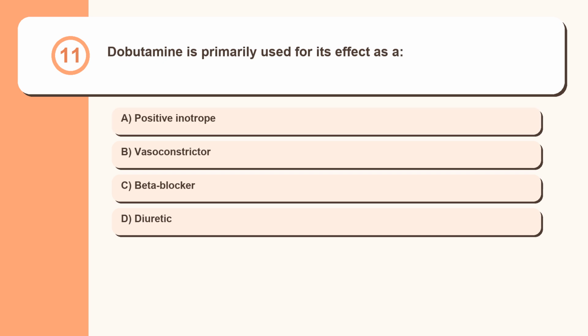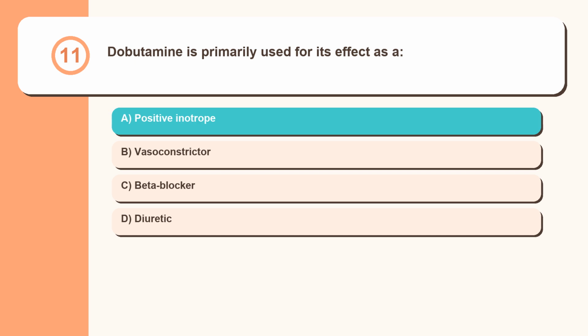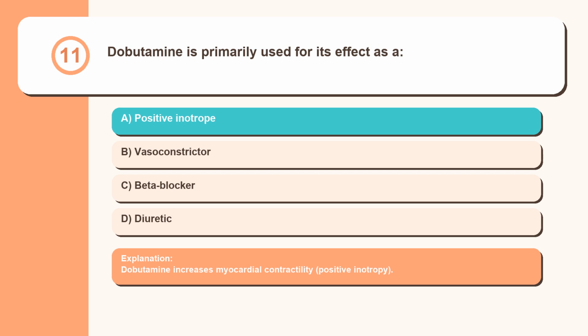Question 11. Dobutamine is primarily used for its effect as a positive inotrope, vasoconstrictor, beta blocker, diuretic. Dobutamine increases myocardial contractility, positive inotropy.